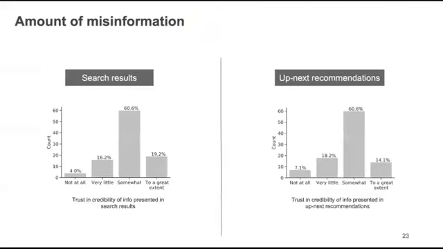But when we asked participants in the pre-study survey how much they trust the information presented to them by YouTube, we found that 19.2% users trust the credibility of search results to a great extent, while 14.1% users trust the credibility of up-next recommendations to a great extent. And this belief is problematic and indicates reliance on the platform's algorithms to show credible information. In reality, while we find the majority of YouTube search results to be credible, up-next recommendations still contain misinformative videos.